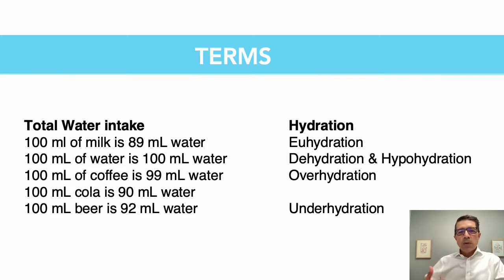Your homeostatic hormonal responses are activated, so vasopressin is elevated, but your body doesn't have a water deficit, which is the definition of dehydration. Dehydration is a lack of water in your body. Total body water is down.